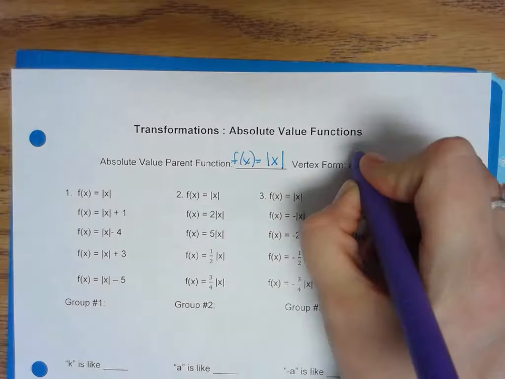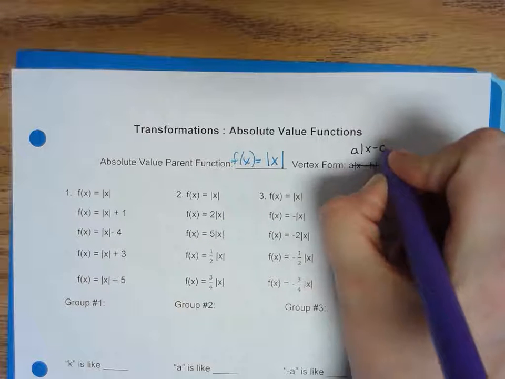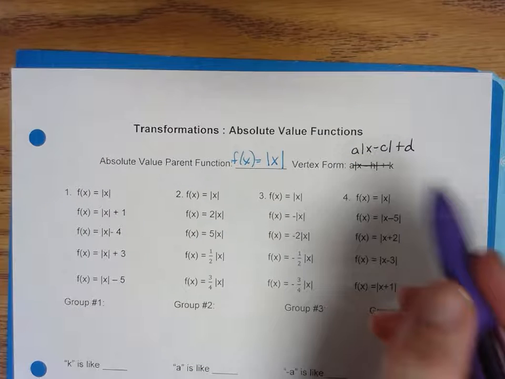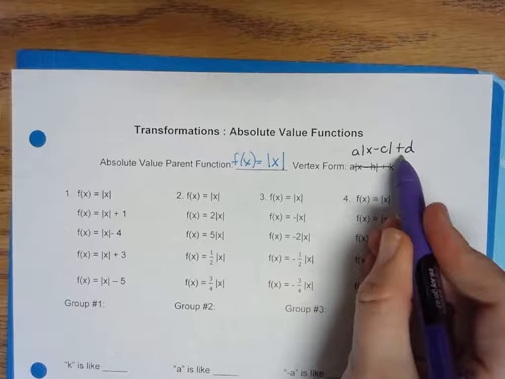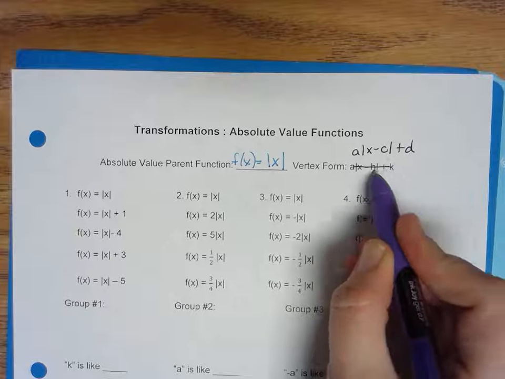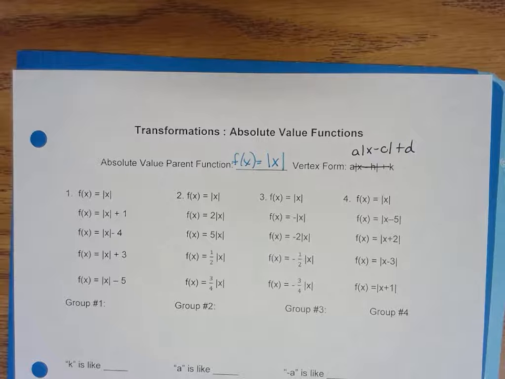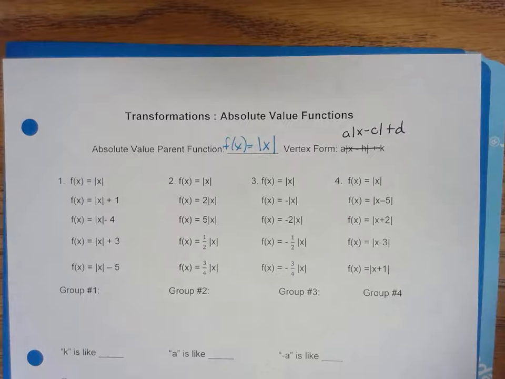Secondly, to go to vertex form, it should be the letters a, x minus c plus d. Notice the only difference is they used h and k. Those are old, and we don't use those anymore. So we're going to be looking at the transformations that happen.